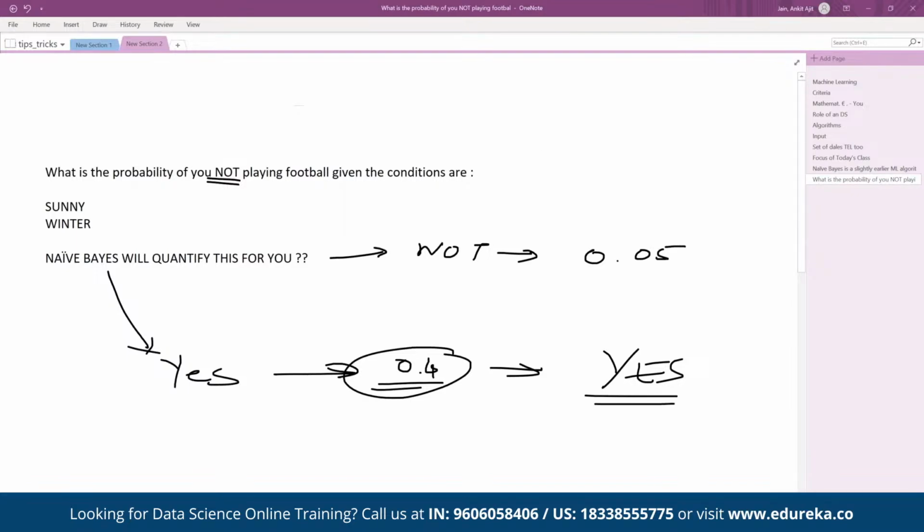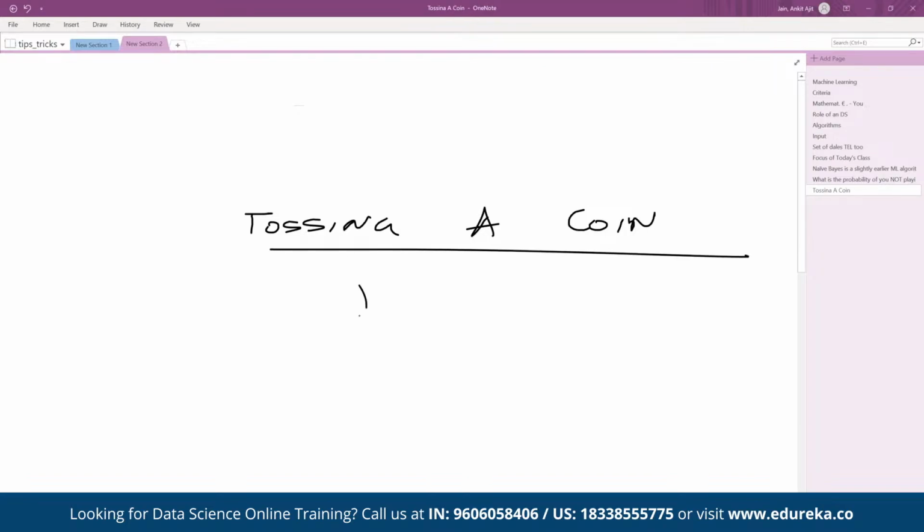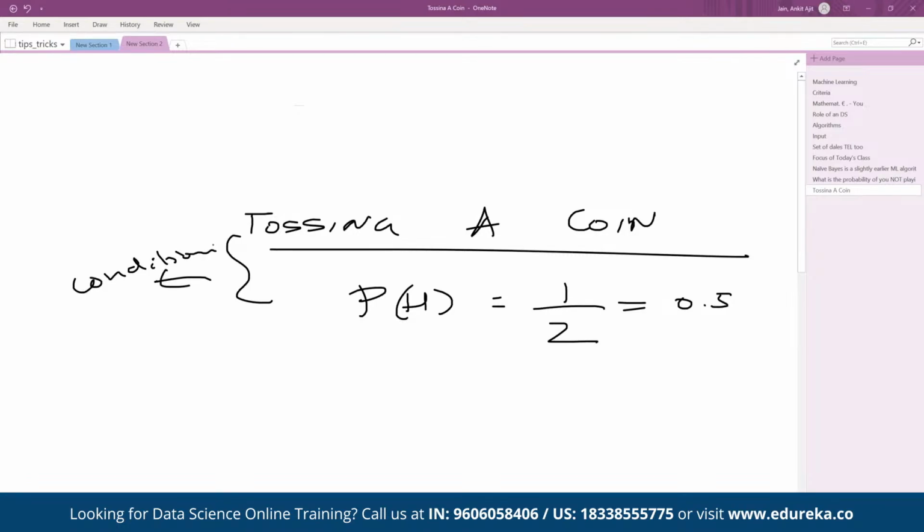Now this is not normal probability. Why is this not normal probability? I'll explain. Suppose I ask all of you, I am tossing a coin. What is the probability I will get head? It is 1 by 2, right? It is 0.5. Correct? So did I put any condition on you? No, I did not put any condition on you.